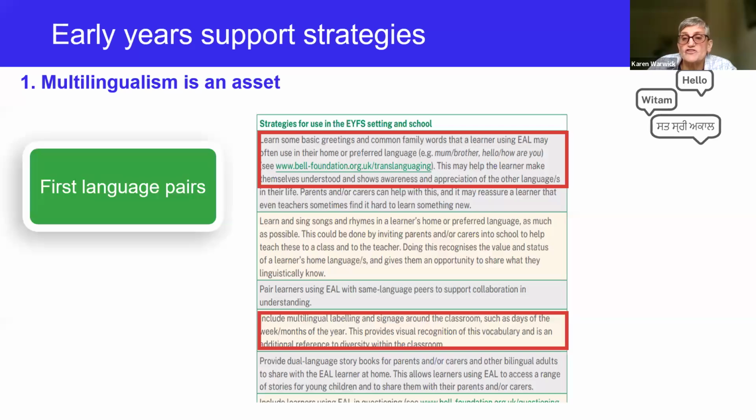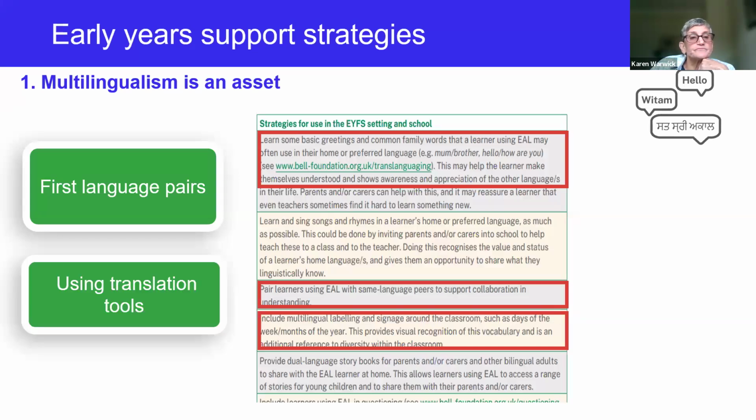There are further suggestions around first language pairs. There is another little learner who speaks Urdu in the class, and this learner has been in school since nursery, so the teacher plans to ensure that Saadia is introduced and included in paired and group work with this other learner. The teacher sensitively explains to this other learner about this beforehand. There is also guidance on using translation tools.